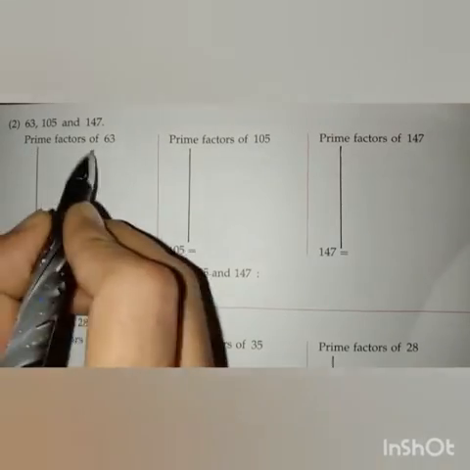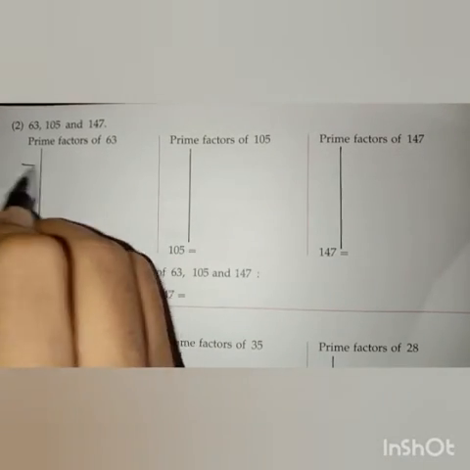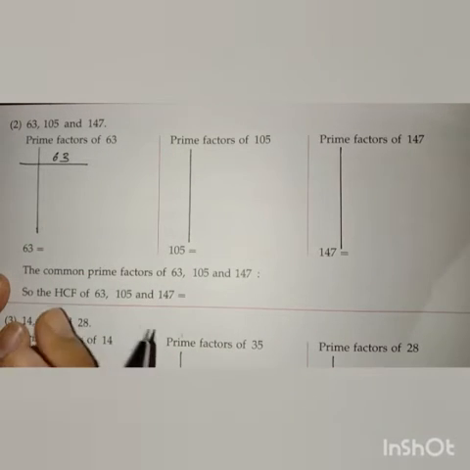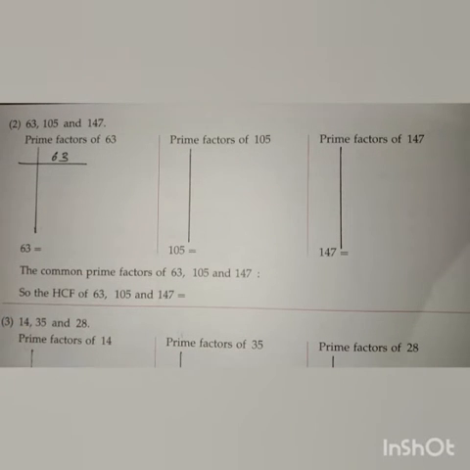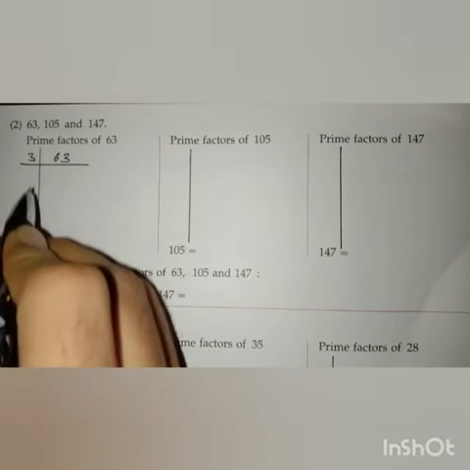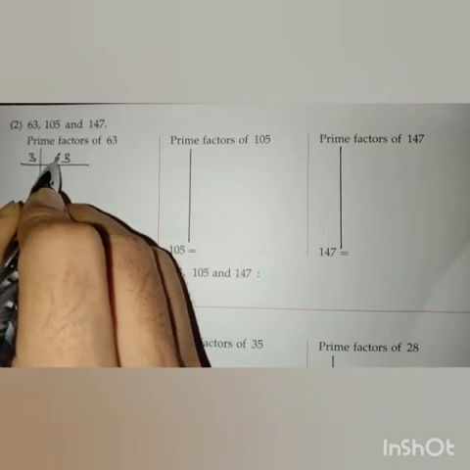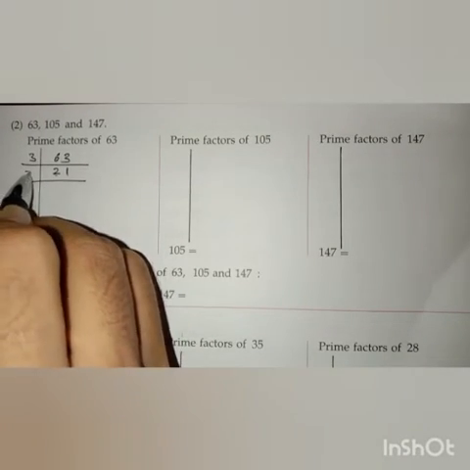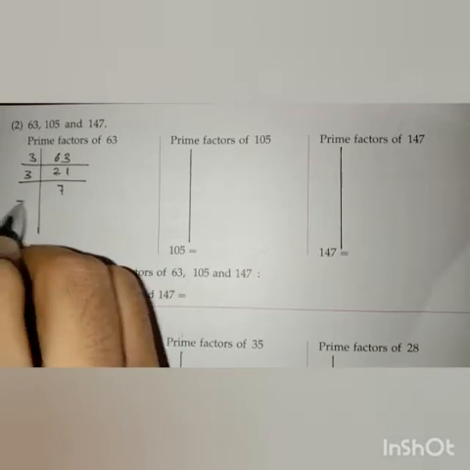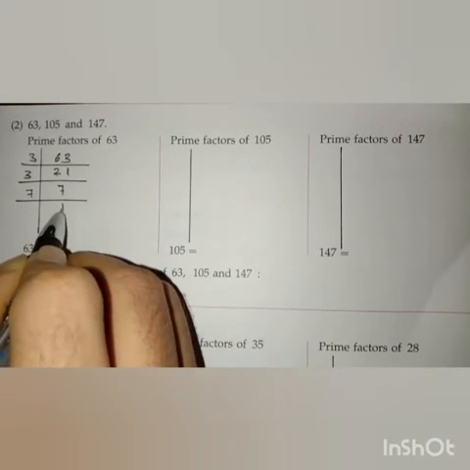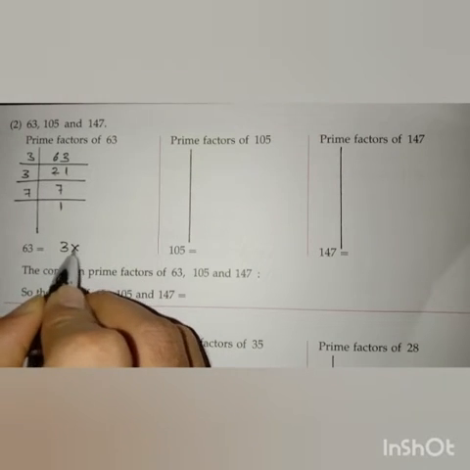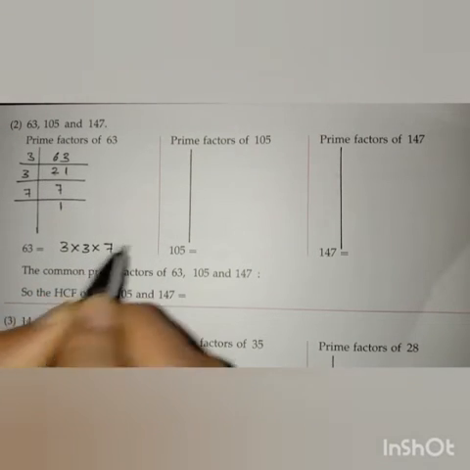Now let us solve question number 2. Now first we have to find out the factors of 63. Okay. So 63 is divisible by 2, right? No. So it is not divisible by 2. Go for 3. So it is divisible by 3. 3 twos are 6, 3 ones are 3. Next, again, it is divisible by 3, right? 3 sevens are 21. Next, 7 ones are 7. The factors of 63 are 3 into 3 into 7.